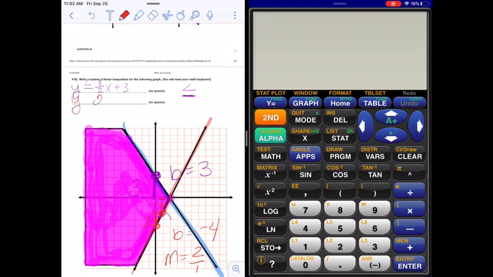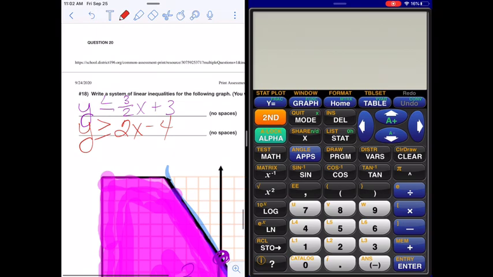So y, I'm going to go ahead and say 2x minus 4. It is shaded above. Shaded above is greater than. It is a solid line, so that makes it greater than or equal to. And that is your answer. When you type it into Schoology, use the regular keyboard for everything except the inequality sign. That one you have to use the math keyboard.